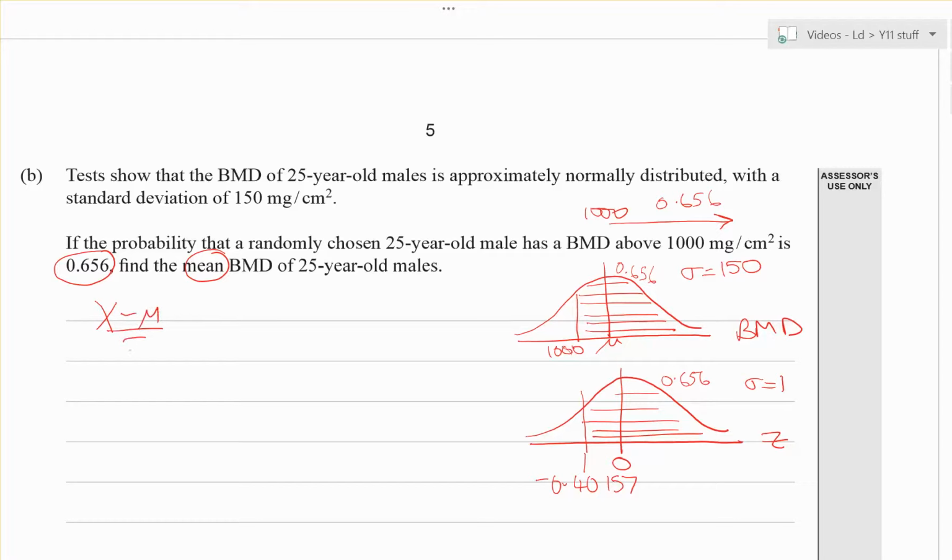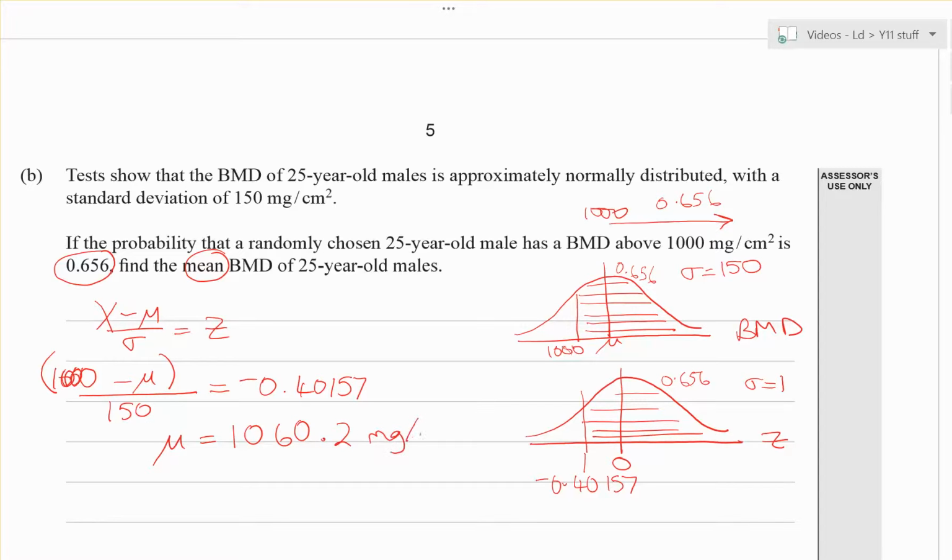Remembering the formula, we don't know the mean, we know the standard deviation was 150, we know the Z value is negative 0.40157, and the X value was 1000. Right, now you can do that in Solver. You'll need to remember brackets around the top line, and when you do that on Solver you get a value of 1060.2, and let's remember the units. I can find them in the question. Have a look back at your picture. It sounds feasible that the mean of course has to be bigger than 1000, and 1060 is. You can of course also solve this equation by hand and end up with the same value.